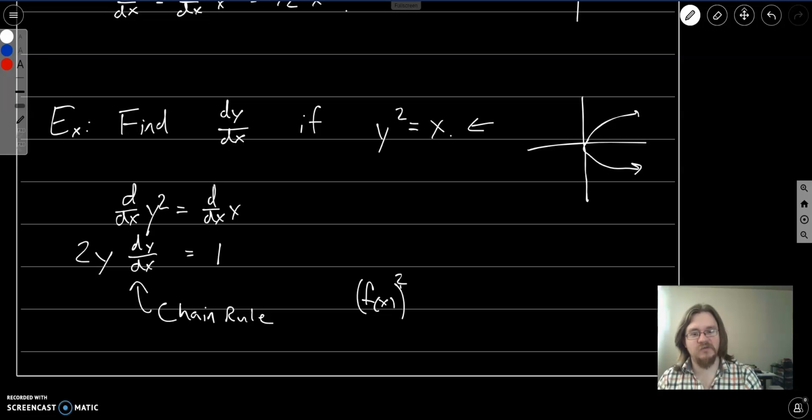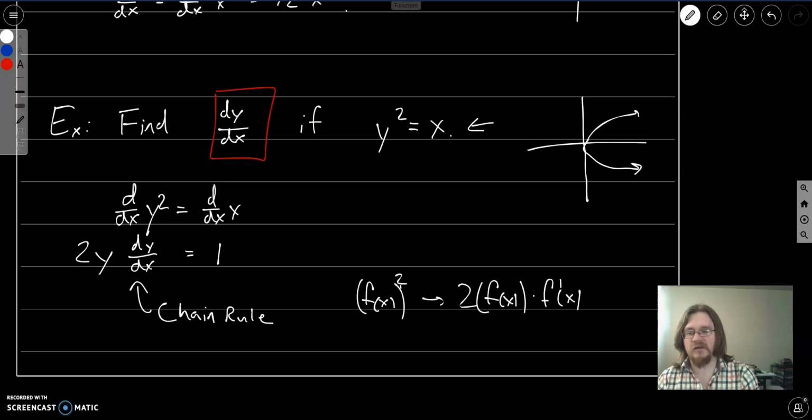Well, if I want to take the derivative, I move the 2 down, I plug my function back in, and then I take this times the derivative of the inside. So again, if I have y squared, I bring down the 2, I raise it to the 1 less power, and then I take it times the derivative of the inside, which happens to be dy dx. But I want to find dy dx. This is what I want to solve for. Well, then it's just a matter of solving this for dy dx.